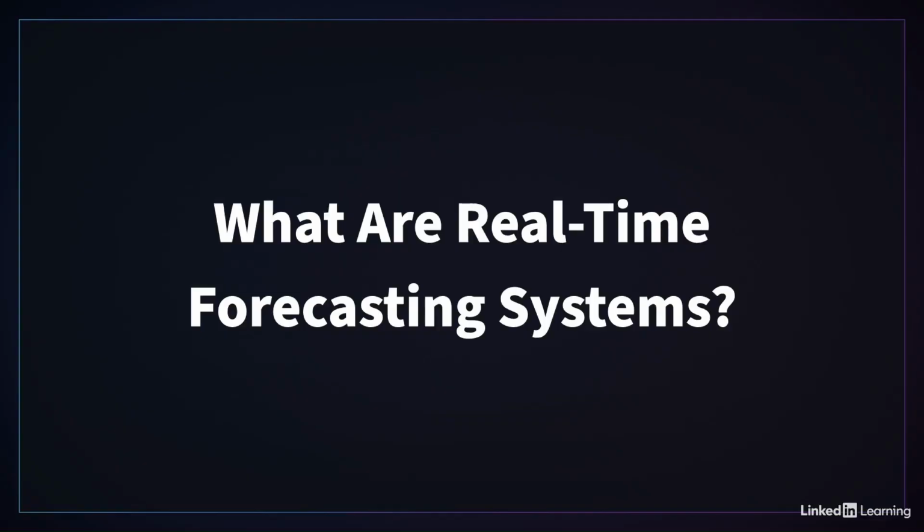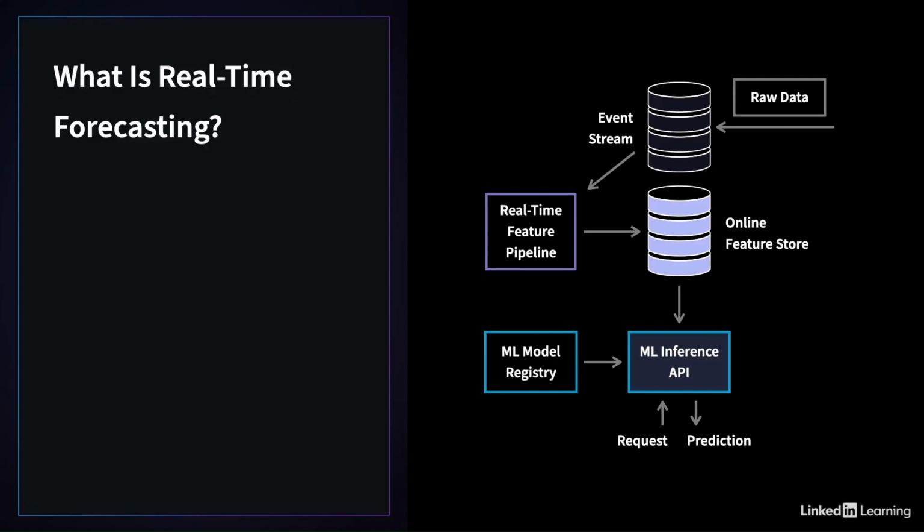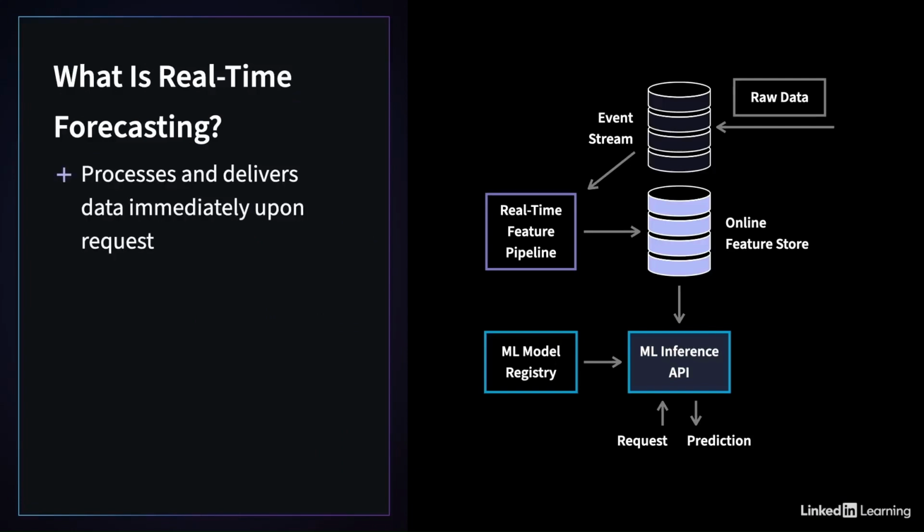In this section, we'll explore scenarios that might be best served by a real-time forecasting system. So what is real-time forecasting and how does it work? Real-time systems process and deliver data immediately upon request, with delays measured in milliseconds. To make this work, we typically handle incoming data through a streaming processing framework, like Apache Kafka, from where other services can pull this data as needed.